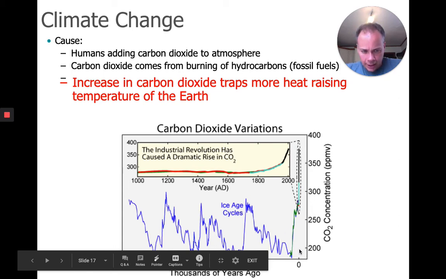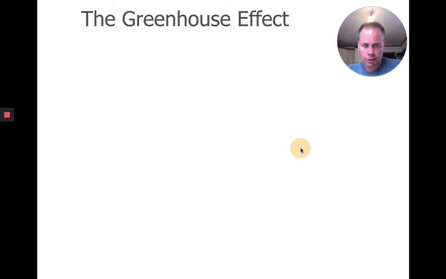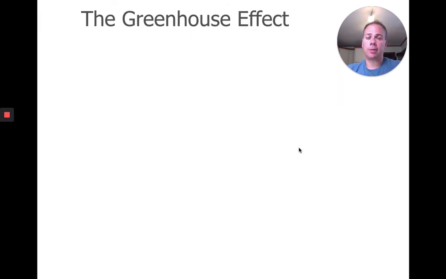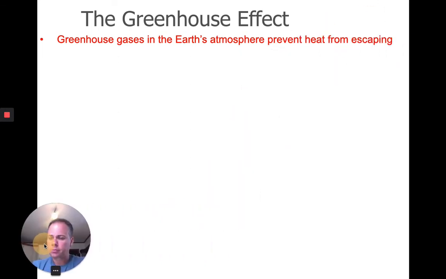However, when we look at the end of this graph, as we get to modern times, look at what's happened. Rather than the last 400,000 year cycle, look at what has happened to carbon dioxide levels. We're now well up here, beyond what we've seen in the last 400,000 years. Huge increase in carbon dioxide, and subsequently an increase in the temperature of the Earth. This is because of something called the greenhouse effect.